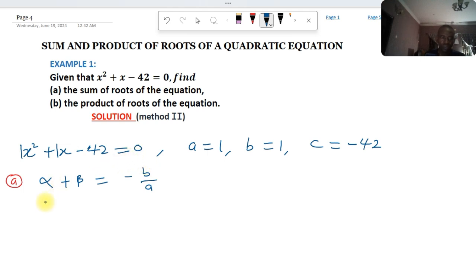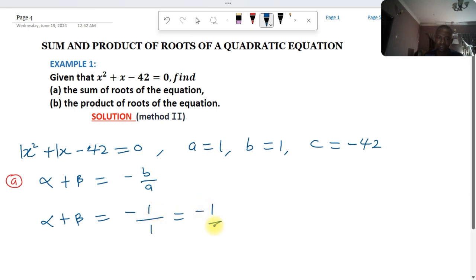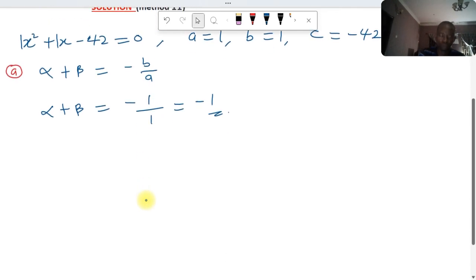So now let's proceed. Alpha plus beta, which stands for the sum of roots, is going to be minus, what's my b? 1. What's my a? Also 1. Minus 1 over 1, our answer is negative 1. If you remember what we got the other time, you will realize that we have gotten the same thing. Let's go to B.